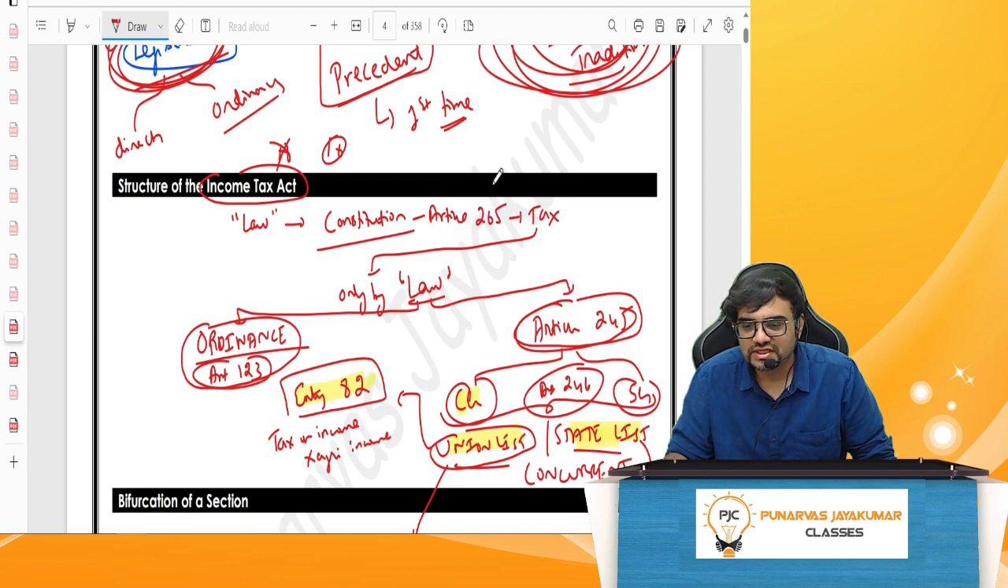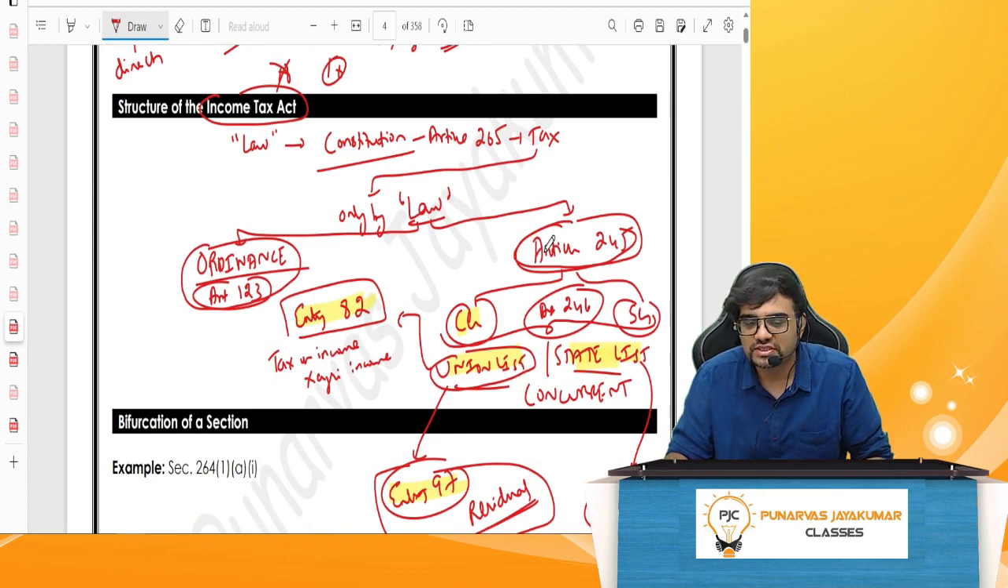It is derived from Article 265 of the Indian Constitution, which says that tax can be imposed only by operation of law. Law means there has to be a legislation to be passed. And law is of two types. One is an ordinance. Ordinance is passed by the President of India during an emergency, and within 6 weeks of the Parliament coming into force, it has to be passed. Otherwise, it will lapse. Again, a new ordinance will come. That will also lapse. It will be like that.